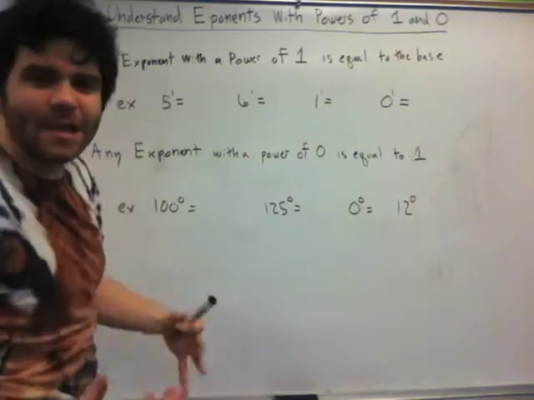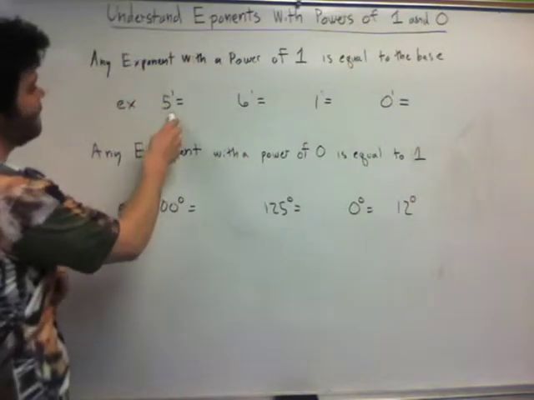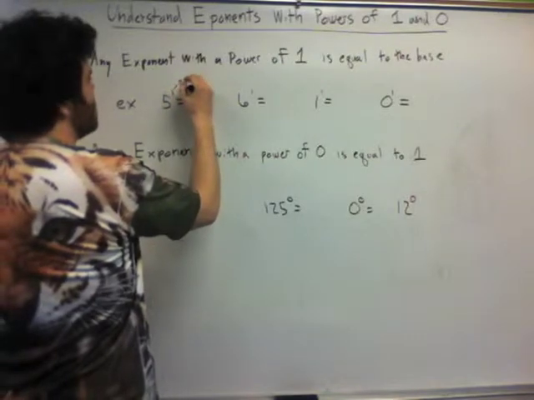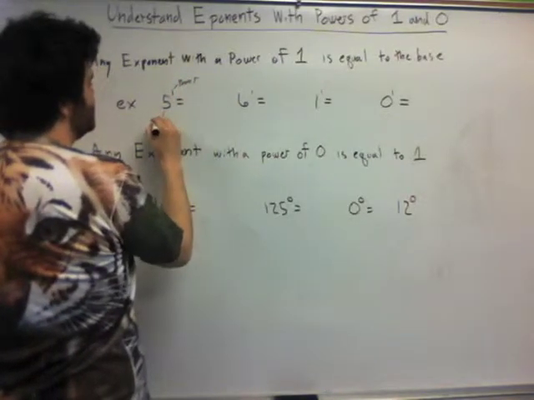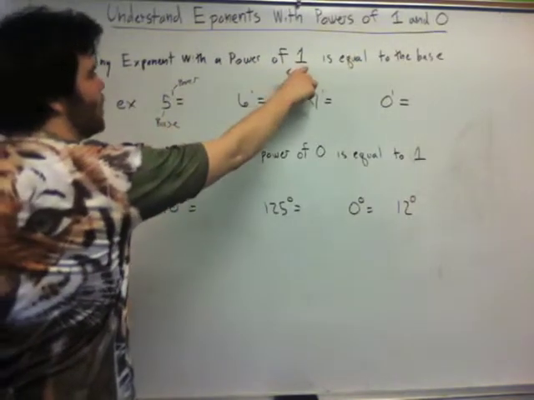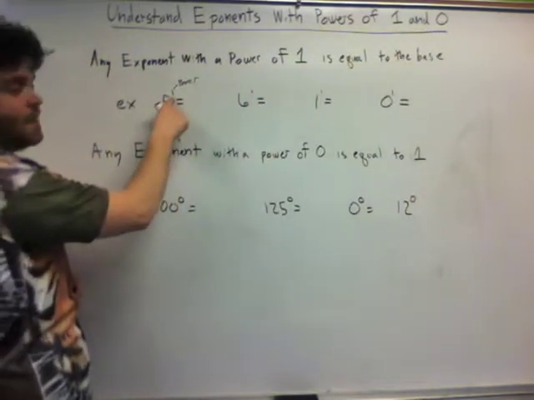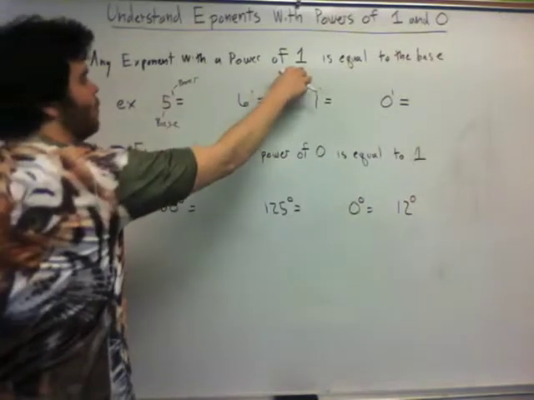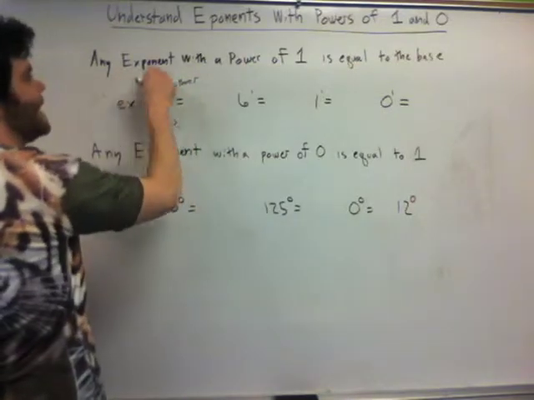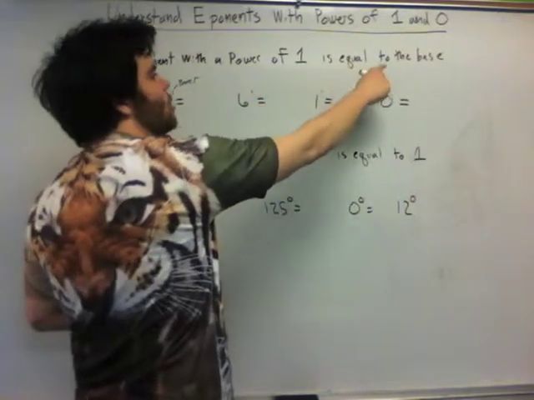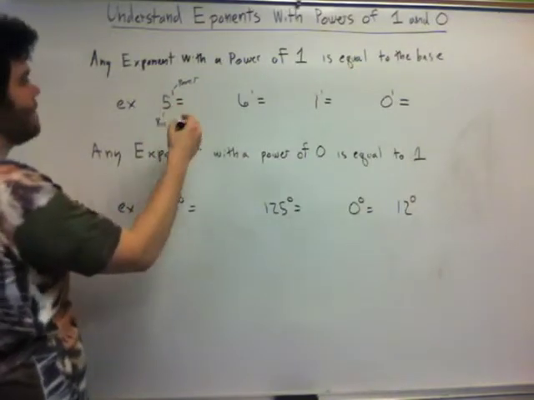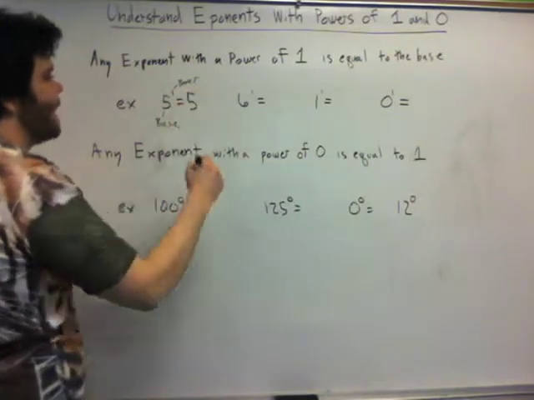So let's look at these examples. We've got 5, that's the base, and up here is the power. Any exponent with a power of 1, do we have a power of 1? Yeah, we do, right up here. So it applies to 5 to the 1. Any exponent with a power of 1 is equal to the base. What's our base? 5. Well, it's got to be 5.